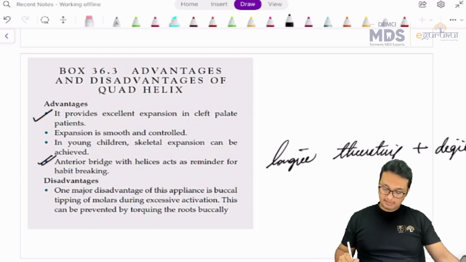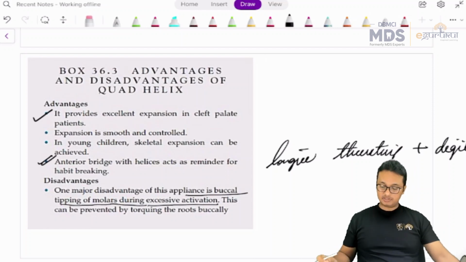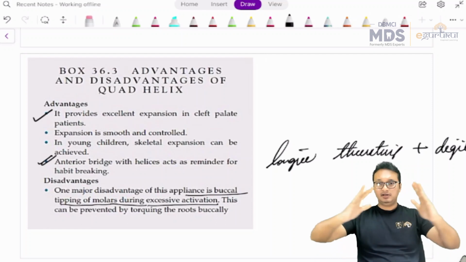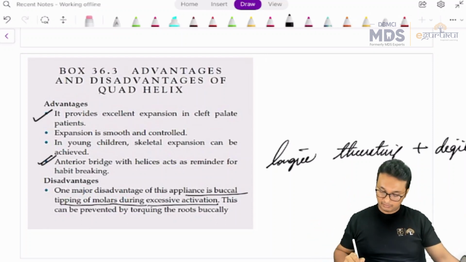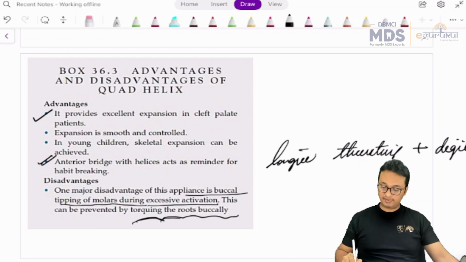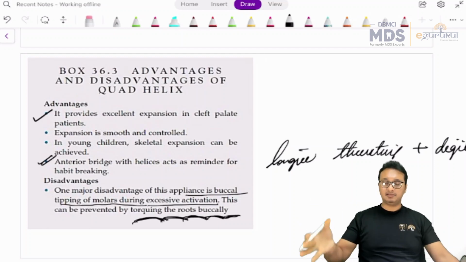Disadvantages is the buccal tipping of molars using excessive activation. We can have excessive buccal tipping of the molars. So this can be negated by incorporating something known as buccal root torque in the fixed appliance which is present on the labial surface of the teeth.